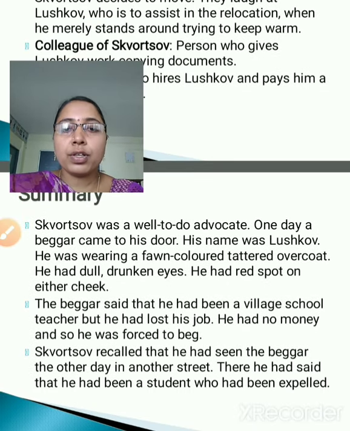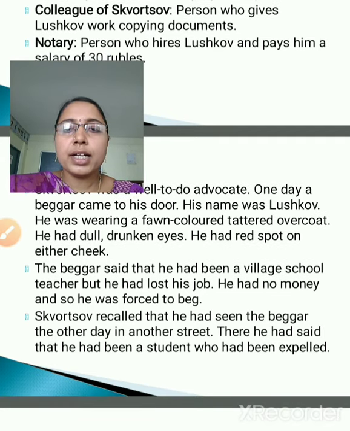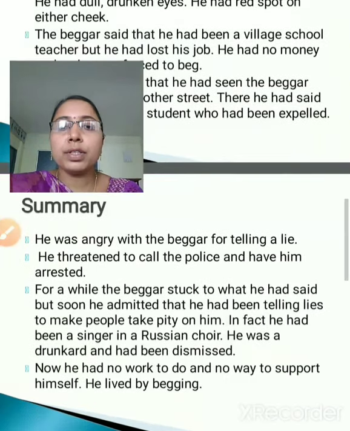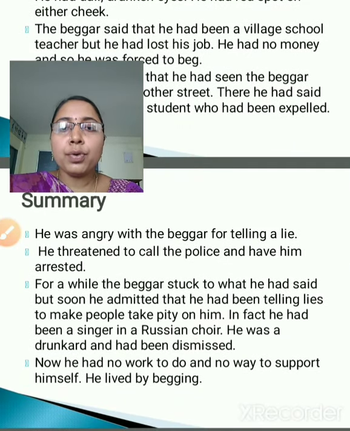but he had lost his job. Now he has no money, and so he is forced to beg. Now Skorstov recalled that he had seen the same beggar the other day in another street. There he had said that he had been a student who had been expelled, and he becomes very angry. He was angry with the beggar for telling a lie. He threatened to call the police and have him arrested.